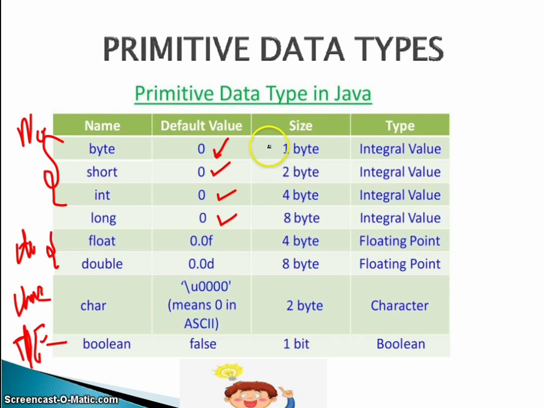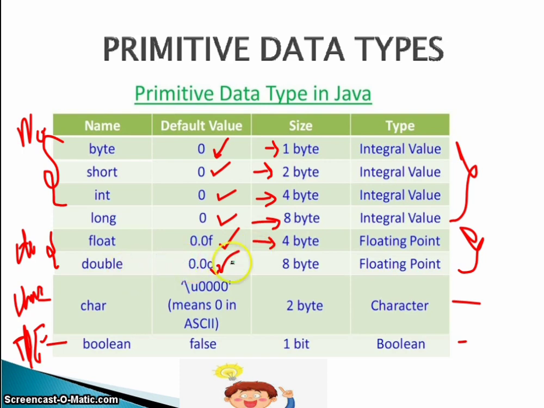Byte requires 1 byte of space, short 2 bytes, int 4 bytes, long 8 bytes of space. Its type is integral value, that is it stores integers. These 4 integers, these 2 floating points, character and true or false. The default value of float is 0.0f, and double is 0.0d. The size of float data type is 4 bytes. The size of double data type is 8 bytes.